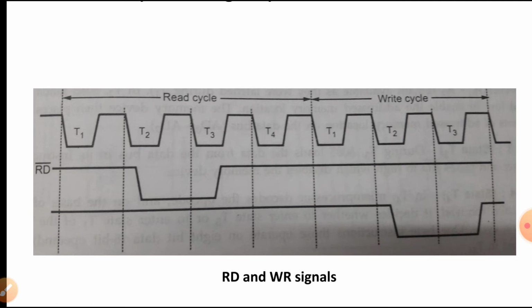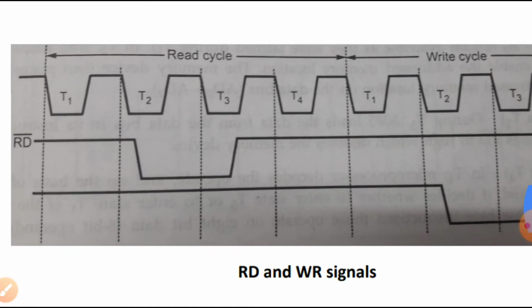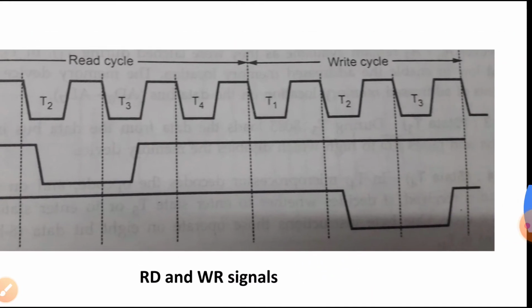So we know that the data transfer in 8085 takes place only in T2 and T3. So these signals are activated during T2 and T3. There is no need to activate this signal in T1 because data will be available only in between T2 and T3. That is why the read signal, or if it is a write cycle, the write signal, is activated only at the interval of T2 and T3.